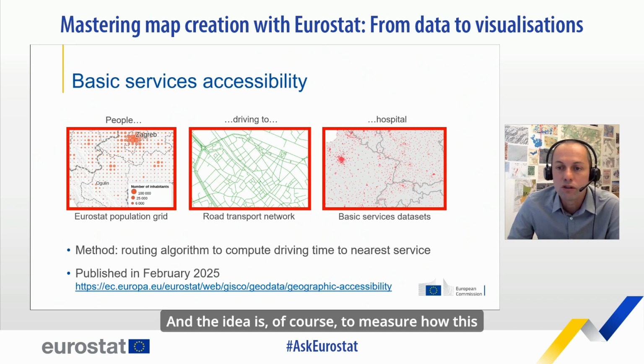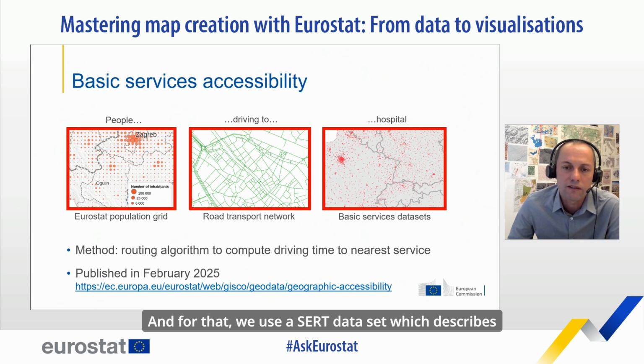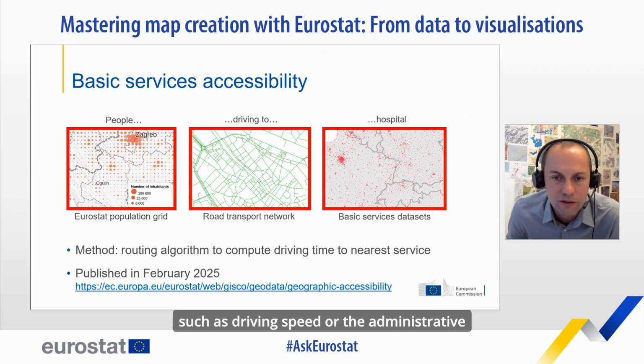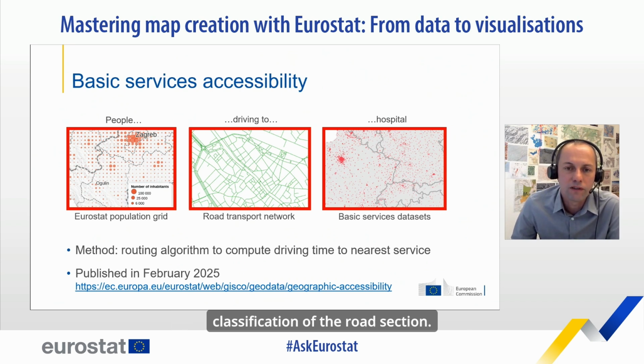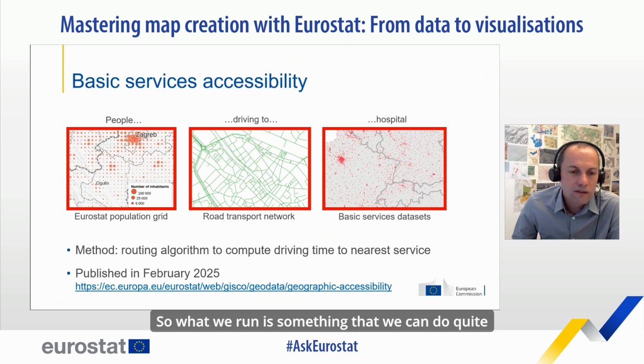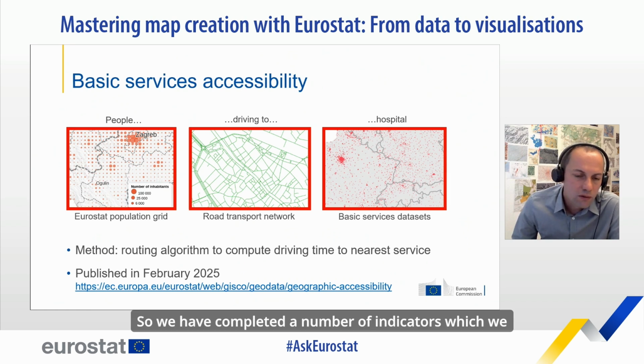And the idea is, of course, to measure how this population can drive to the nearest service using the road transport network. And for that, we use a third dataset, which describes the road transport network and various characteristics of the road transport network, such as driving speed or the administrative classification of the road section. So what we run is something that we can do quite easily with a Geographical Information System. It's a graph analysis algorithm to compute routing, to compute the driving time to the nearest services. So we have computed a number of indicators, which we published a few months ago on Eurostat website.